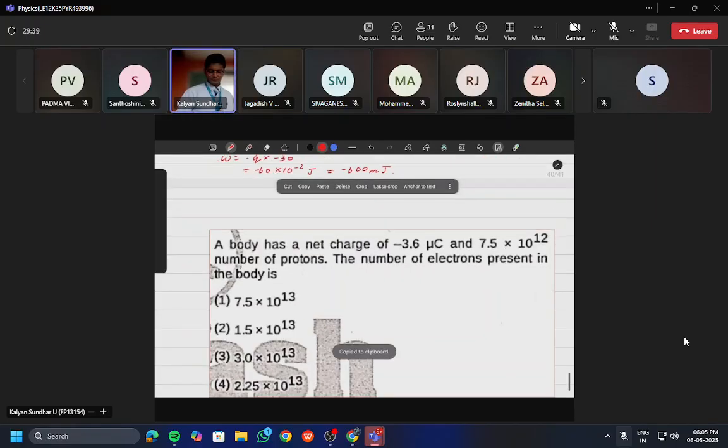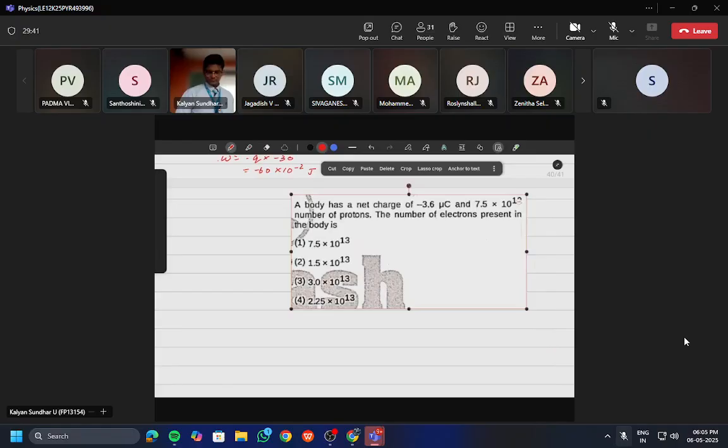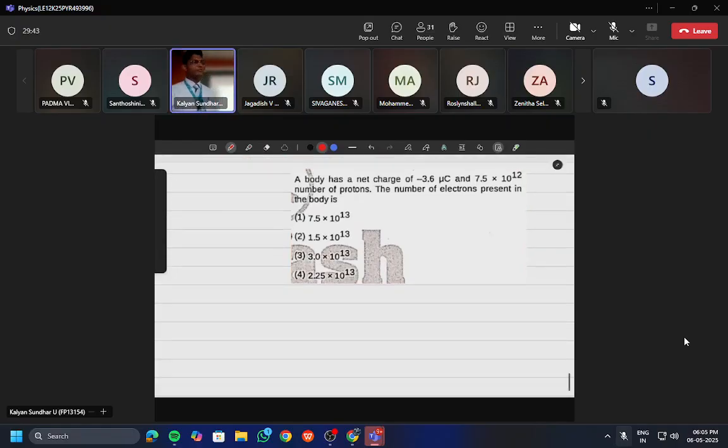Right sir, this one. A body has a net charge of minus 3.6 microcoulomb and 7.5 into 10 to the power 12 protons. The number of electrons present in the body will be how much? So it's based upon your properties of charges. Q is equal to plus or minus n times e. Correct? So from there we have to find it out.